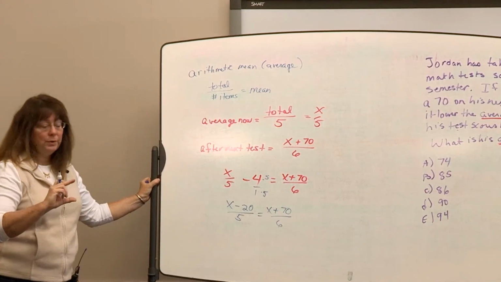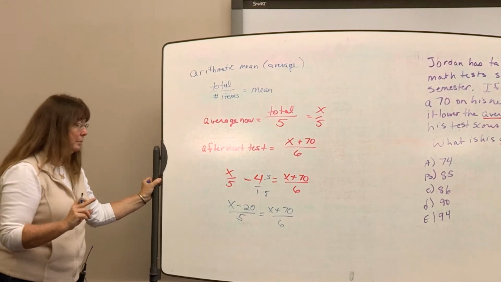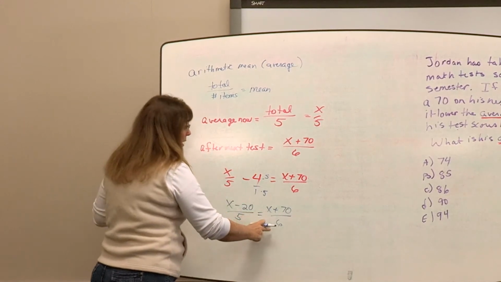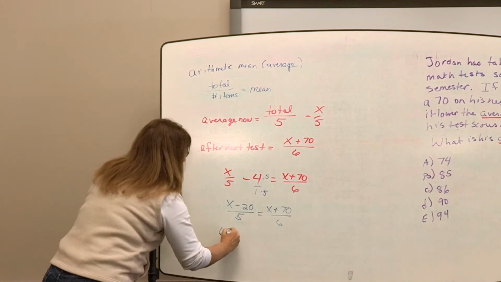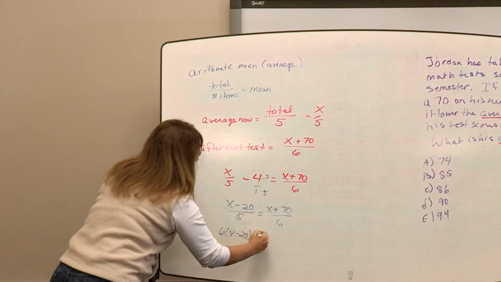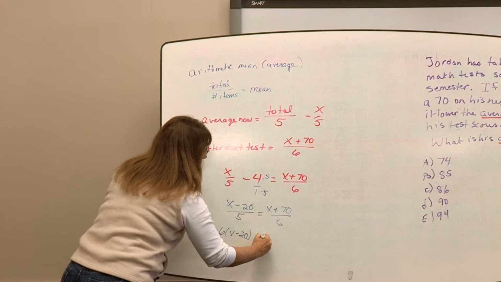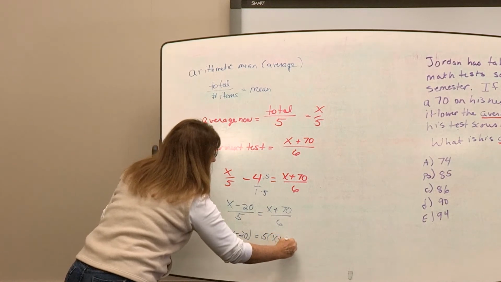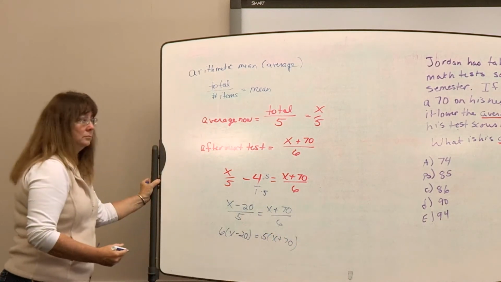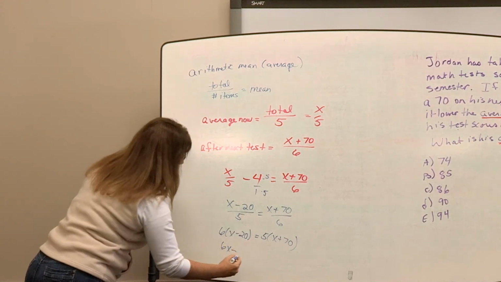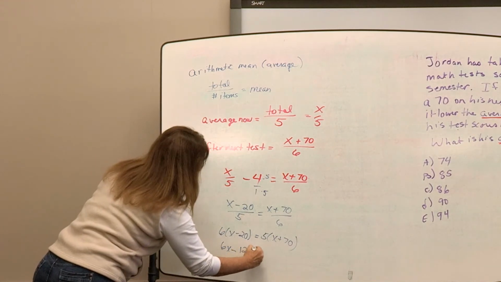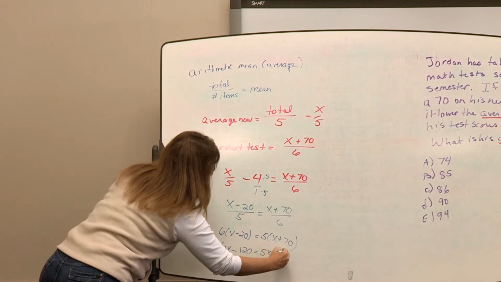And you've got 2 ratios that are equal, so you have a proportion. You can cross multiply. You can multiply 6 times the group x minus 20, and it should equal 5 times that group x plus 70. So go ahead and distribute. 6x minus 120 equals 5x plus 350.